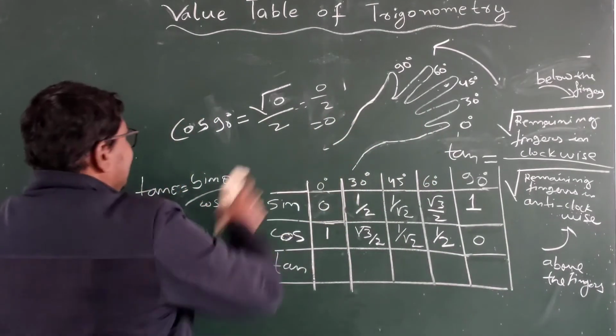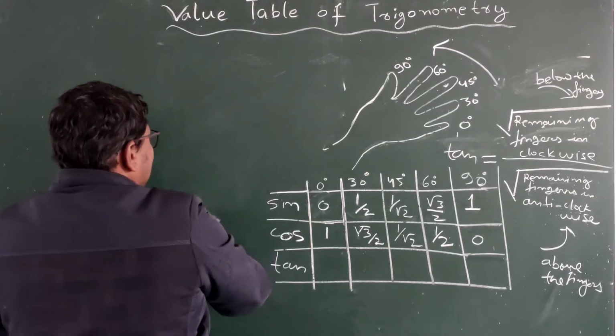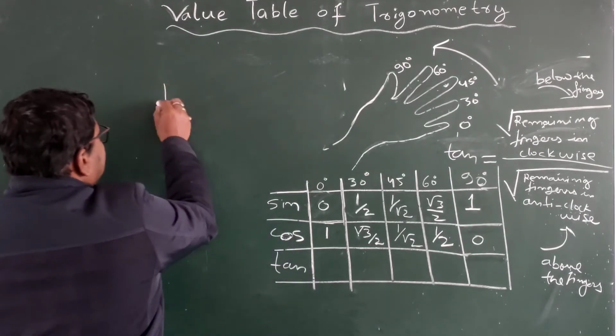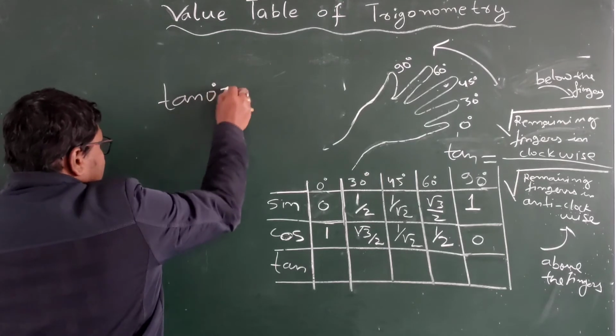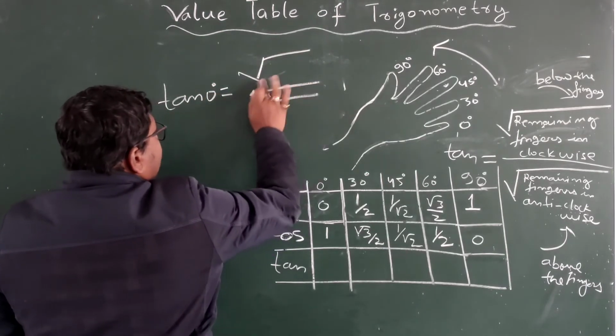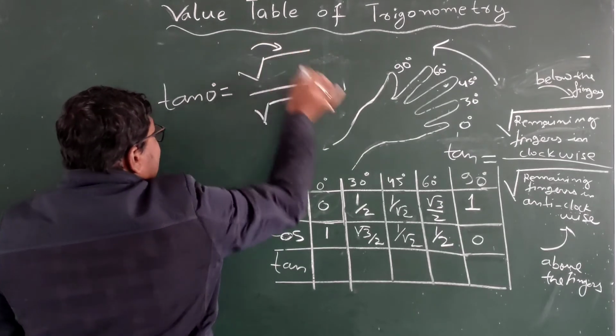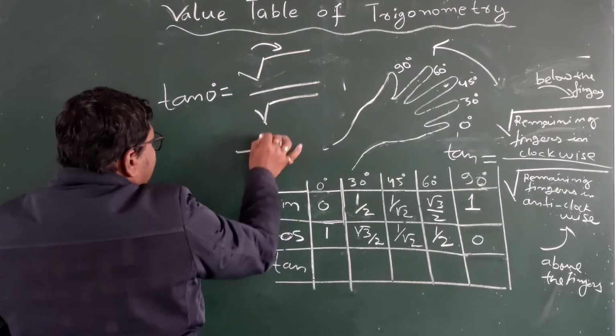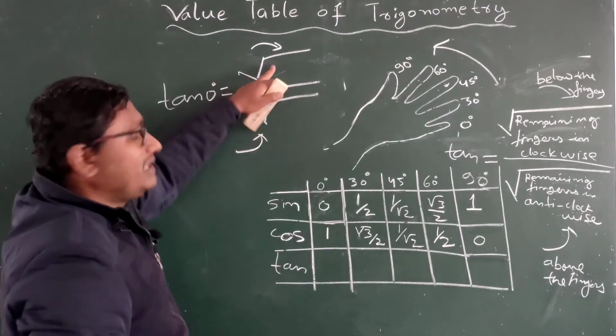First of all, this should be erased. Now I am writing here 10. First of all, tan 0 degree will be root. I have put here root. This will be clockwise, and here will be anti-clockwise. This is clockwise, this is anti-clockwise.